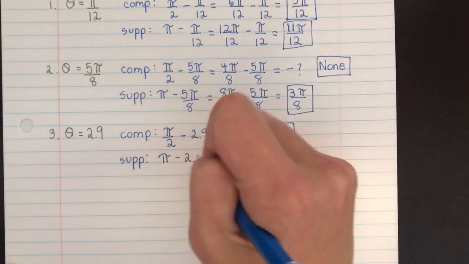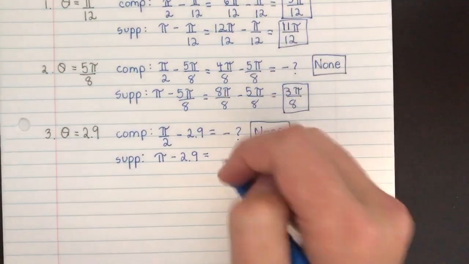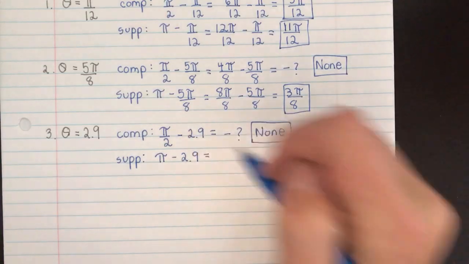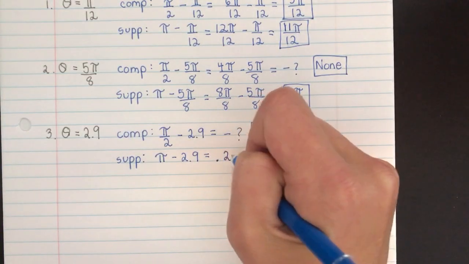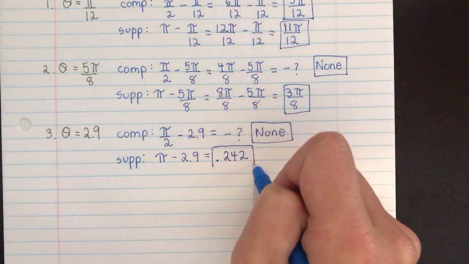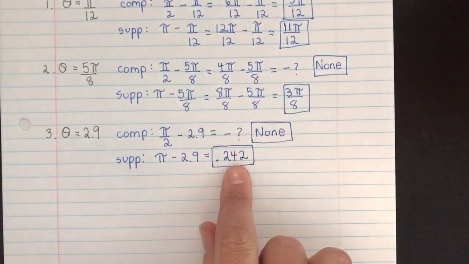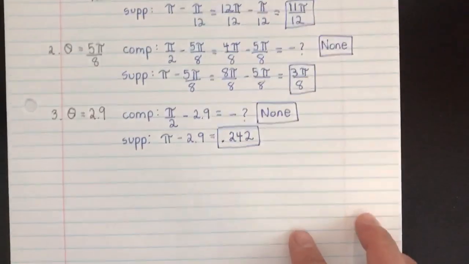Okay. When you do supplementary for this, you have pi minus 2.9, and you'll know that's going to work out because pi is 3.14 and so on. So when you plug that in the calculator, you get, when you round to the thousandths, 0.242 radians. So 0.242 and 2.9 add up to pi radians.